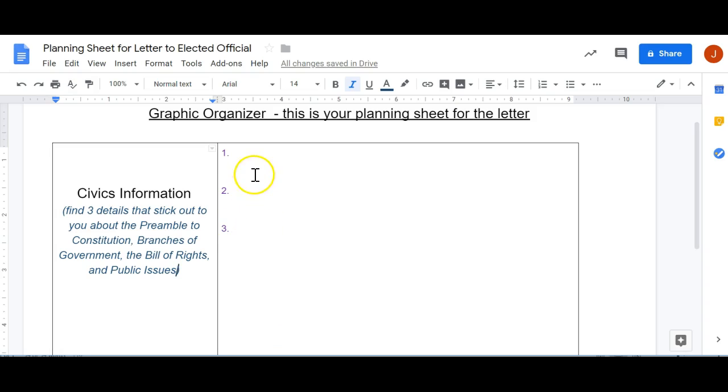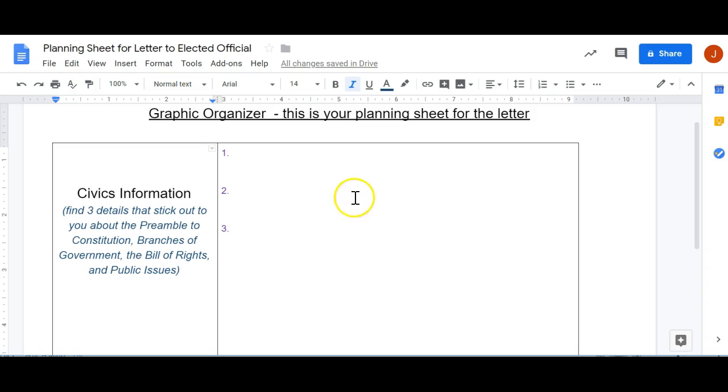So the way that I want you to think about these 3 details is I want you to choose details that mean something to you. They've stuck out in your head for some reason. They are sticking in your memory because you find them interesting, or maybe you have questions about them, or maybe you've heard your parent persons talking about them, and so the information is important, say, to your family.